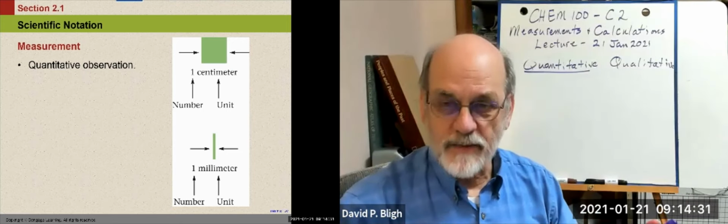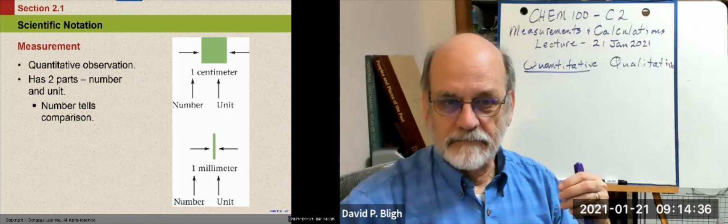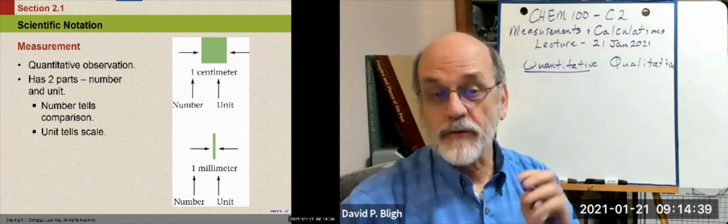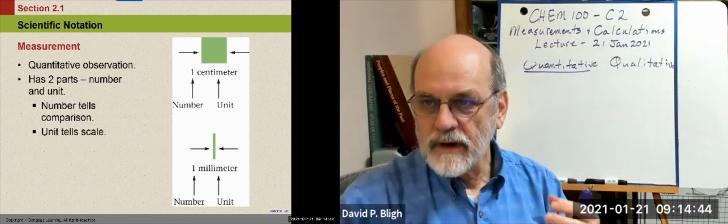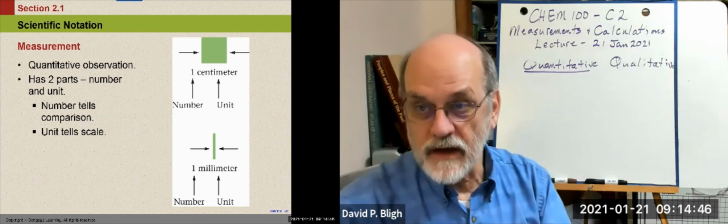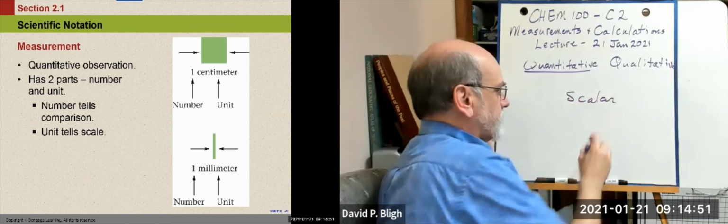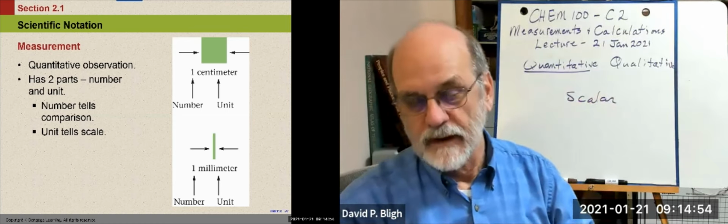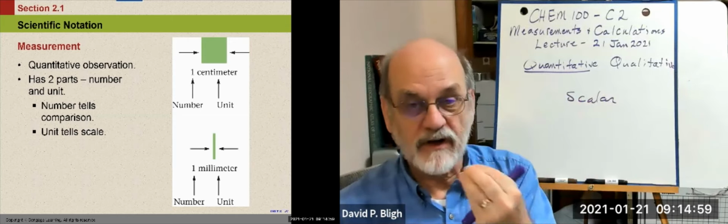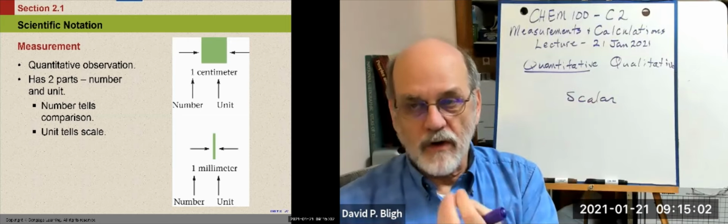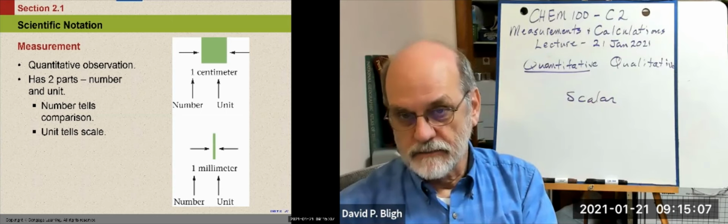Okay, so we have a quantitative observation that requires a number and a unit, often referred to as the scale. So anytime a number has a unit of measure associated with it, we call it a scalar or a scalar quantity. There are instances where you will have pure numbers, just the number and nothing else. But those are not measurements. Those usually result from calculations.